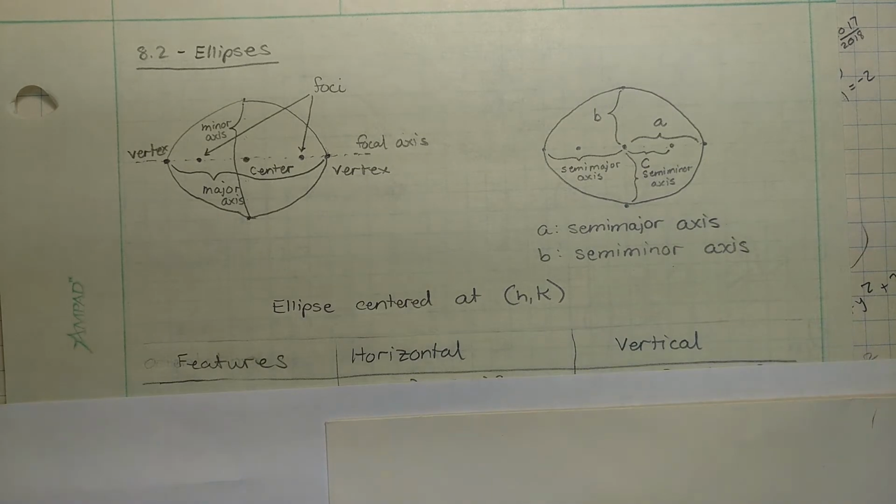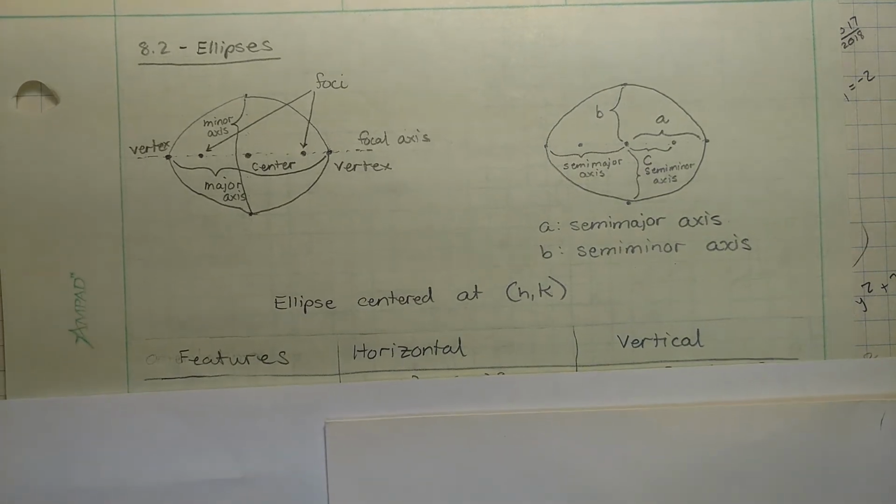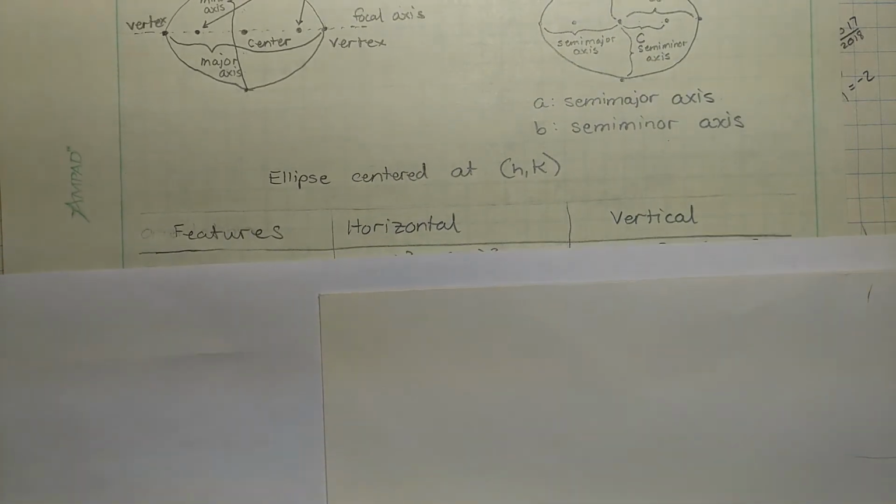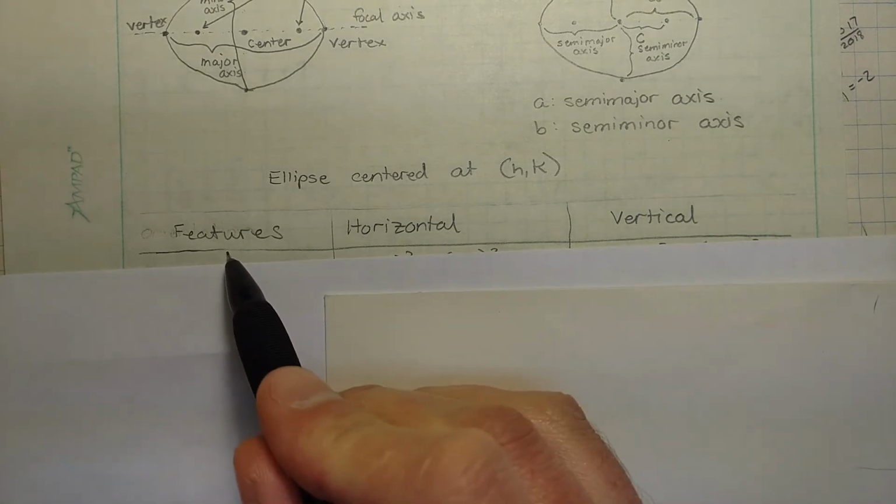So we're going to build a chart like we did with a parabola. It's going to have three columns. One column for the features of the ellipse.